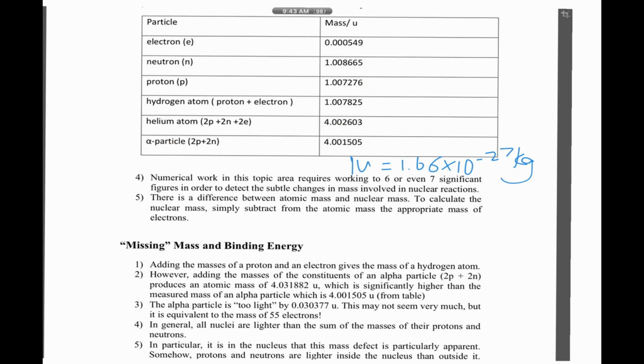Do you understand? So the difference between the mass of the alpha and the two protons and two neutrons is actually 0.0303777 U, which is very small, but you cannot ignore it because it's equivalent to 55 electrons. That means you take this mass and divide by the mass of an electron. I'm not saying they lost 55 electrons. I'm saying the mass that they lost is equivalent to losing 55 electrons. So it's quite significant. Do you understand?